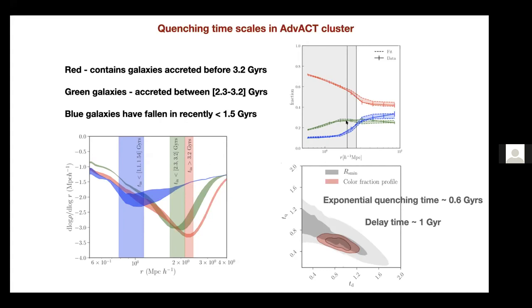We also fit a simple quenching model to this. We use the entire color fraction profile, and we try to constrain the quenching timescales: an exponential quenching timescale and a delay time for the star formation rate, assuming that galaxies go from blue to red through star formation quenching. And we find an exponential timescale of 0.6 gigayears after a delay of about a gigayear, which is close to the pericentric passage time of galaxies into clusters.